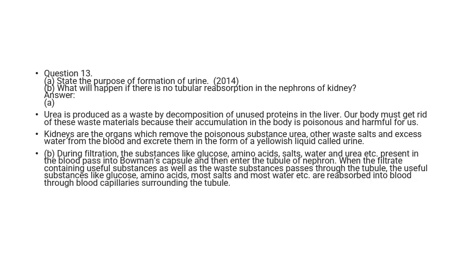So the next question is, what will happen if there is no tubular reabsorption in the nephron or kidney? During filtration, substances like glucose, amino acids, salts, water and urea present in the blood pass through the Bowman's capsule and then enter the tubule of the nephron.